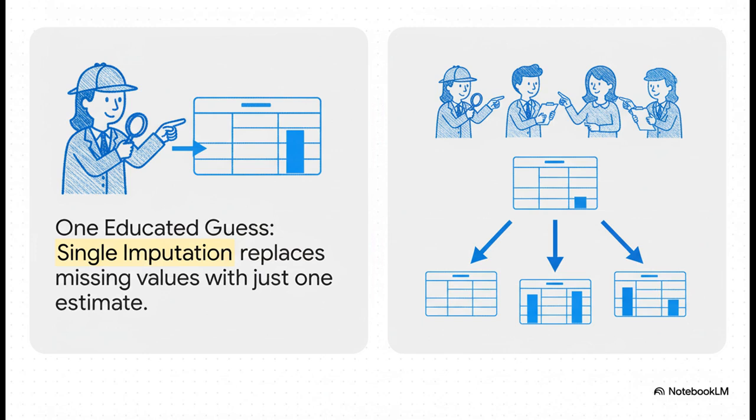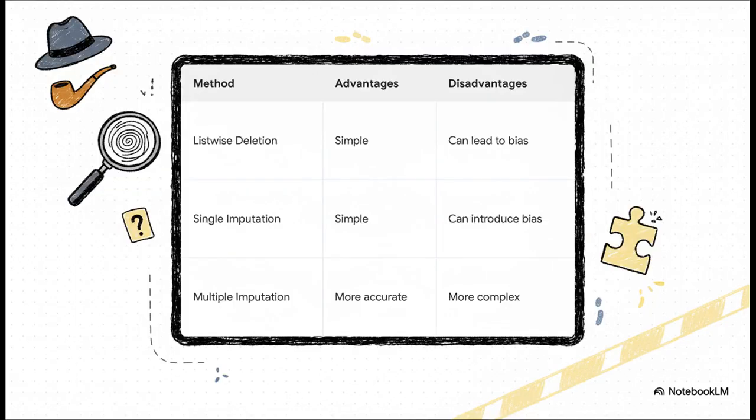But why rely on just one guess? A much more powerful technique is multiple imputation. Instead of just plugging in one value, it actually creates several different complete datasets. Each one has slightly different but totally plausible estimates for that missing data. It's kind of like bringing in a whole team of experts to consult on the case. It gives you a much more accurate, much more robust result because it actually accounts for the uncertainty of your guess. And the crucial thing to get here is that each of these tools has its own trade-offs.